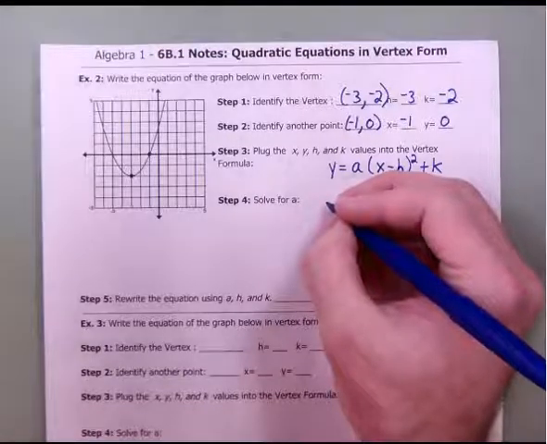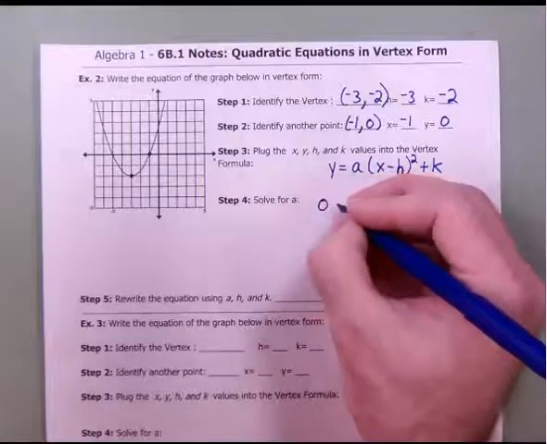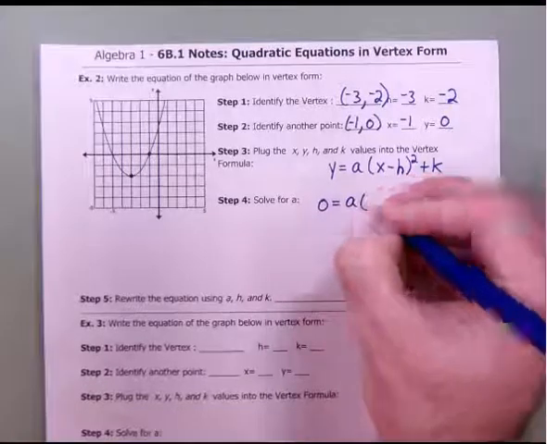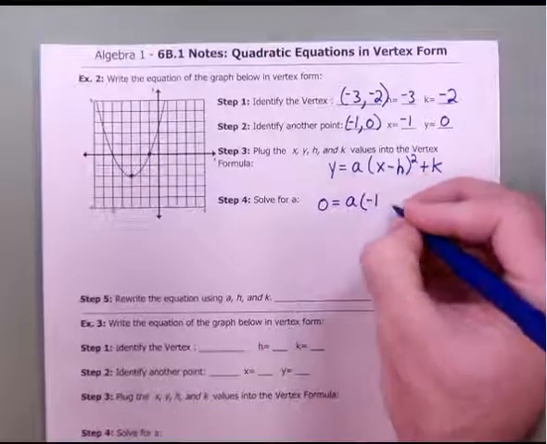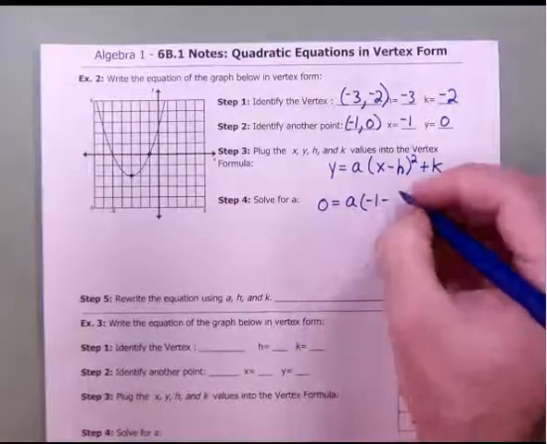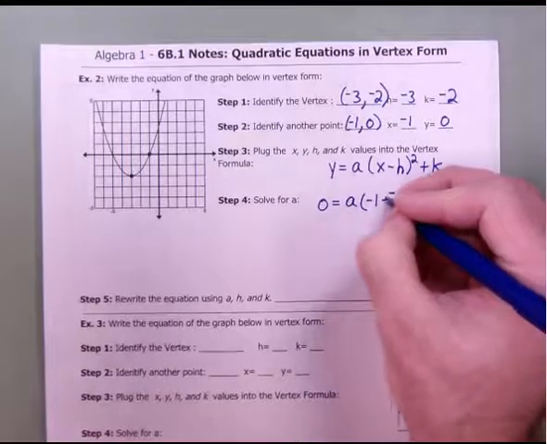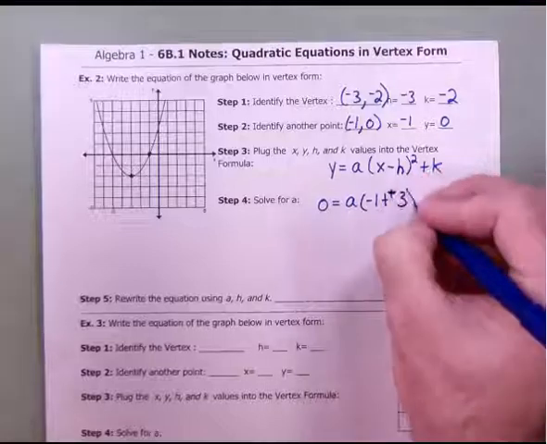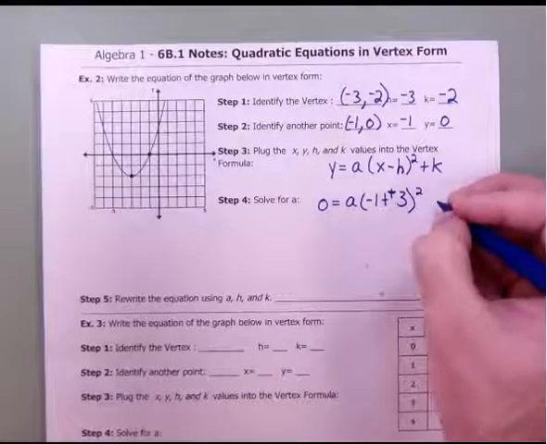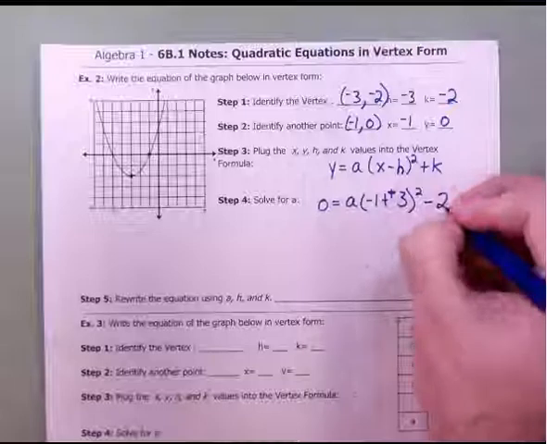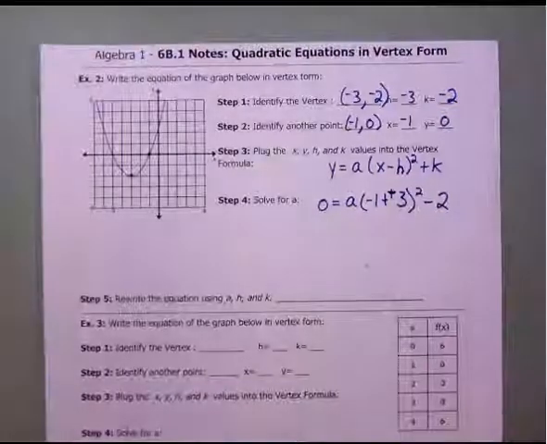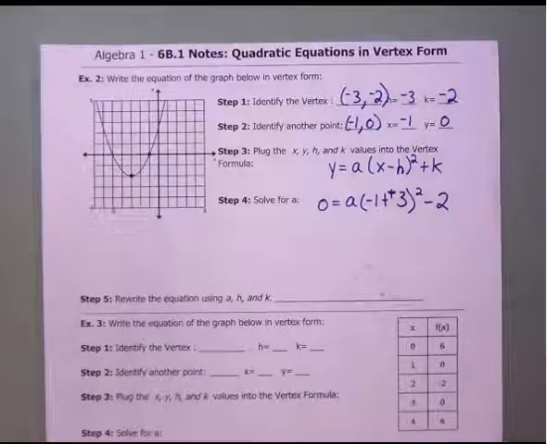So here we go. Our y is 0 equals an a that we do not know. x equals -1 minus h, which is -3. So minus a -3 gives us 2 minuses, which gives us a plus. So it's going to be +3 squared, and then -2. Because it's plus a -2, so it's really just going to be a -2 there.